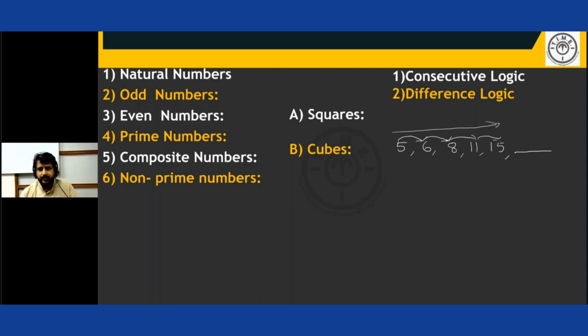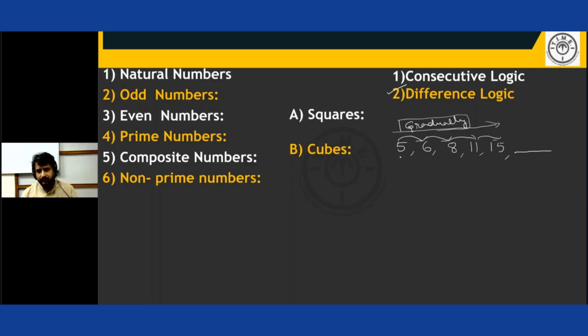Or you can say that numbers are increasing gradually, slowly. Whenever you see numbers are increasing gradually, you can apply difference logic. Okay. Now, what could be the difference? How will the questions be formed? That you need to understand.